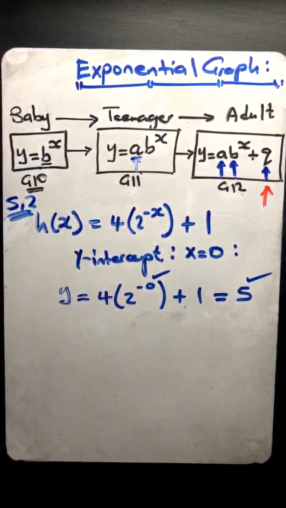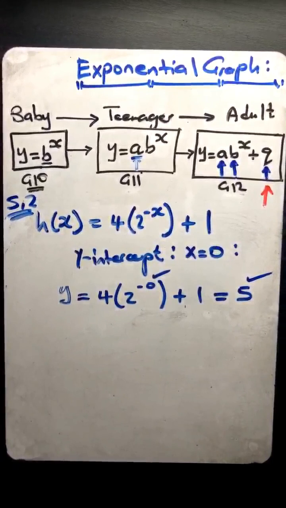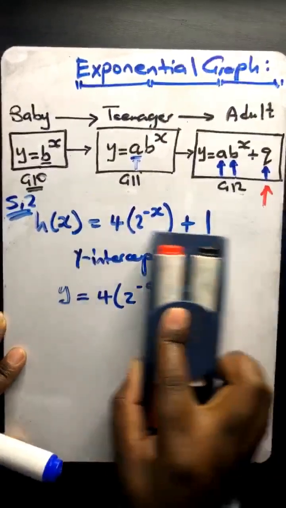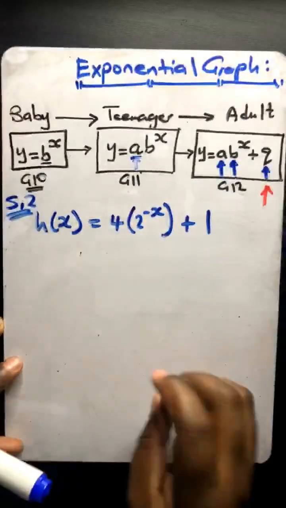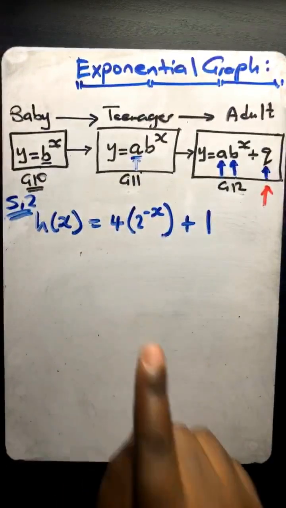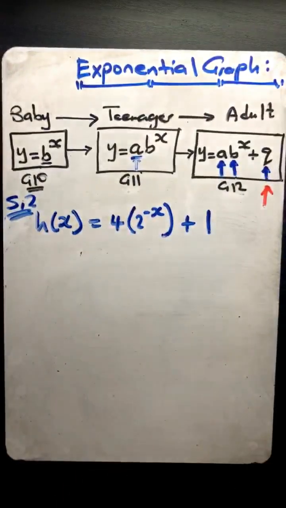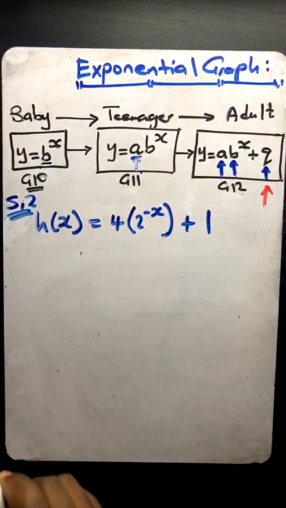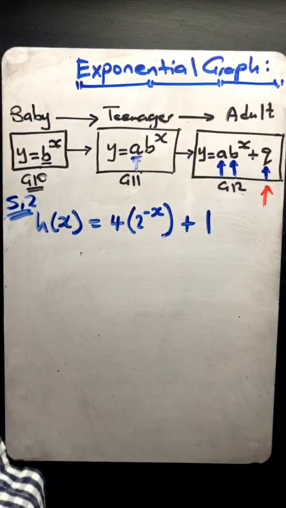But now, this is something that I want you guys to be aware of, which is the tricky part about this question. What is A? What is B? What is Q? Yes, that's what you need to know every time you're given an equation. What is A? What is B? What is Q? Anyone can tell.